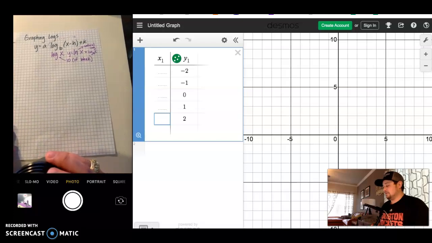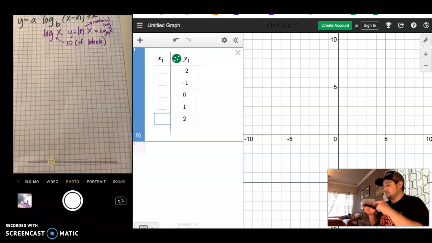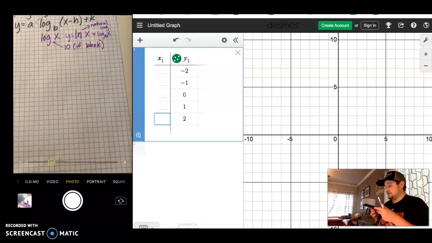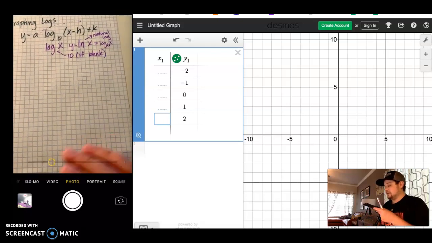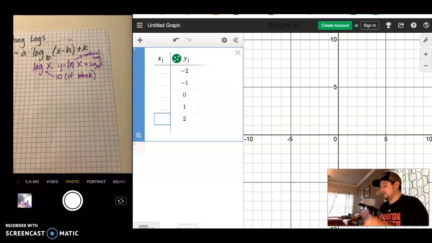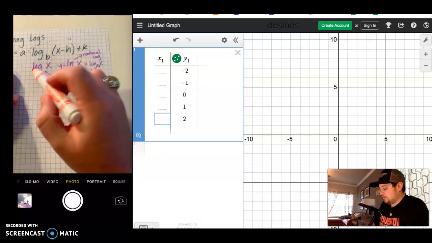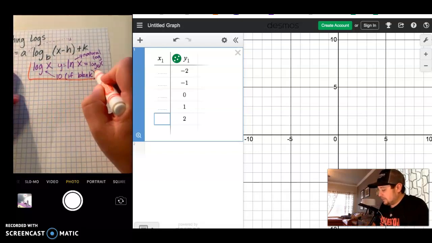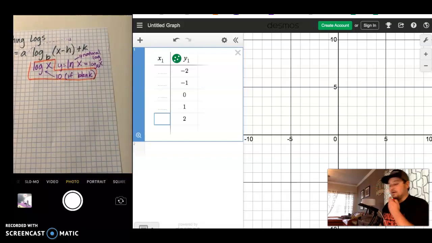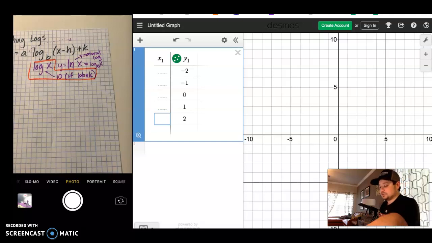I was asked by a few students to zoom in to some of the important pieces of the notes, so let me do that really quick so that you can get a good look at that. So two important things. These are two separate things. Our base, if it's blank, so if we see something like log of x, that is a 10 as the base. And if we see ln x, that's a natural log, which means that we've got that number e. We'll talk a little bit more about the number e later in the week, but you should start to get familiar with that.